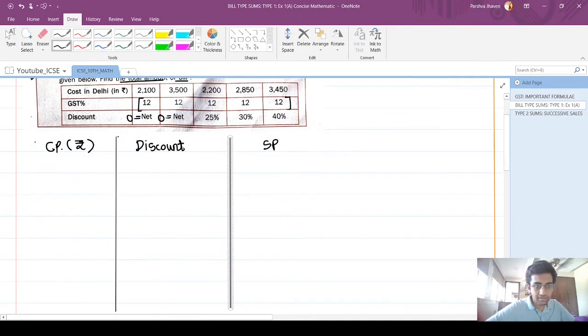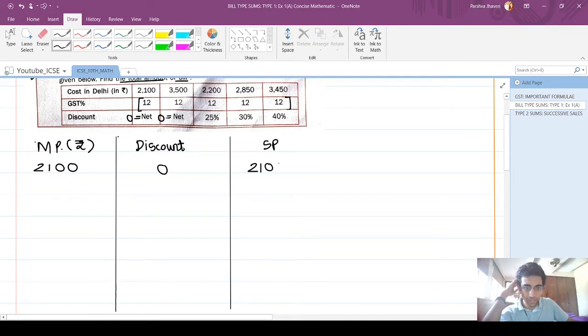Here we have our first product. The first product is 2100 rupees. You get a discount of zero. And I told you in the previous lecture that if there is no discount, this will actually be your MP, the marked price, because somebody is selling it at the marked price. So the marked price is 2100. There is no discount, so your SP will be equal to the marked price, which is 2100. Next, our next product is marked at 3500. Again, the net is there, zero discount, so we will sell it also at 3500.